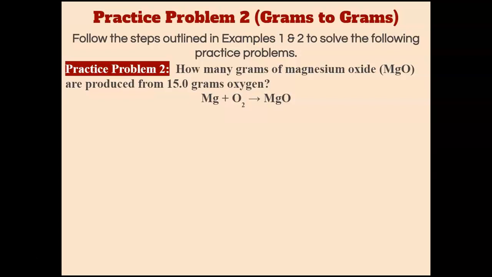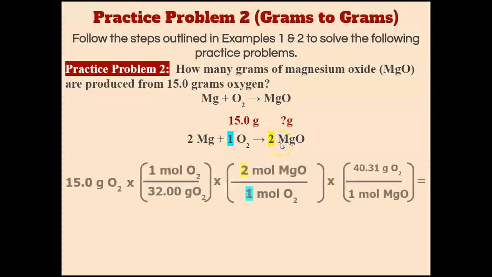First step is always to balance our chemical equation. So 2 moles of magnesium react with 1 mole of oxygen to give me 2 moles of magnesium oxide. The only 2 things I'm looking at in this problem are the oxygen gas and the magnesium oxide. Magnesium is there, it is just not part of this calculation. So I am starting with 15 grams of oxygen and converting to grams of magnesium oxide.